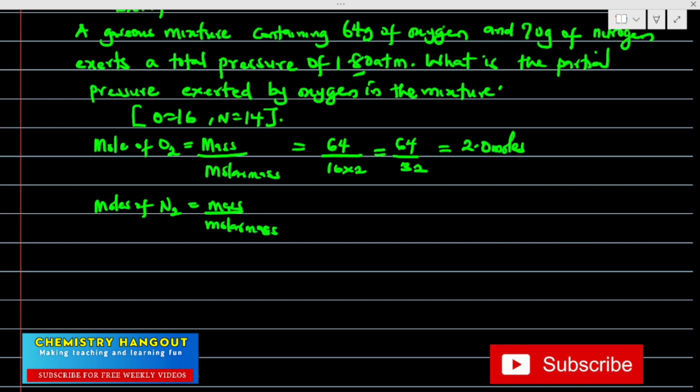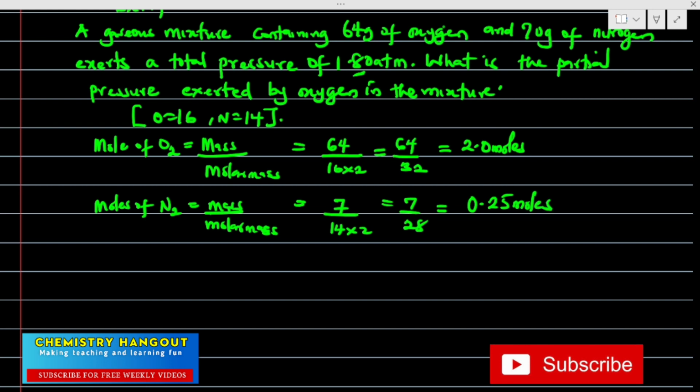Then in the question, they gave us the mass of nitrogen. That is 7 over nitrogen 2 is a gas, so that will be 14 times 2. And that will give us 7 over 28. If we divide 7 by 28, let me use my calculator. 7 divide 28. That's giving me 0.25 mole. 0.25 moles. I hope we are still together.